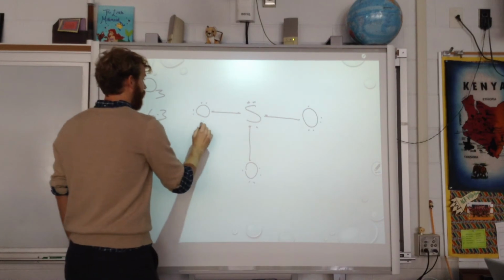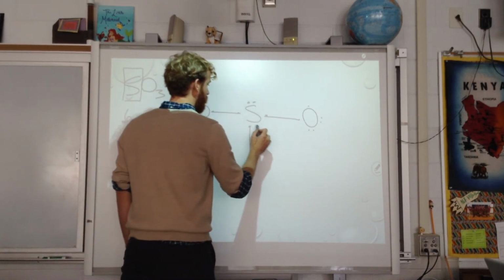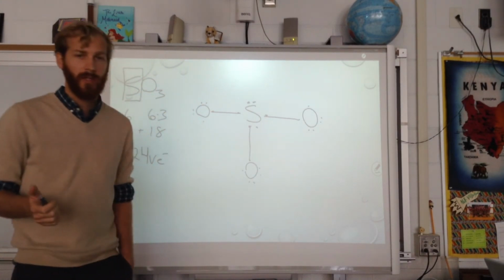So now let's go through, make sure we have 24 electrons. 1, 2, 3, 4, 5, 6, 7, 8, 9, 10, 11, 12, 13, 14, 15, 16, 17, 18, 19, 20, 21, 22, 23, 24. So I have 24 electrons, so I'm good on that.